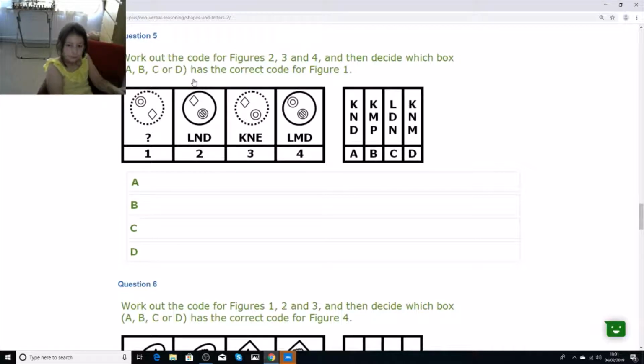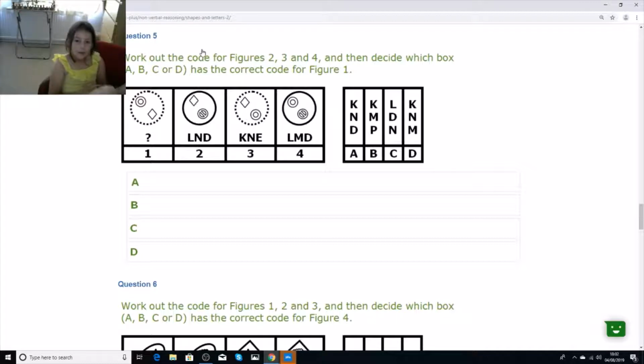And so 1 must start with K because the outline is dotted, and the second letter must be N because it has a quadrilateral inside it, so yeah. Maybe it's because it's when the quadrilateral is at the top left, so it must start with M actually, because that's not the case. So basically it's KM so far, KM.